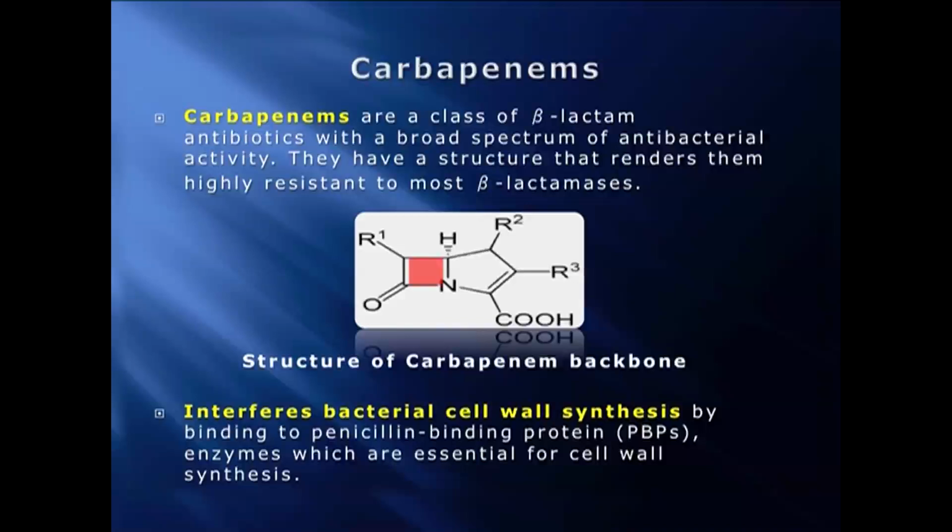It again has a beta-lactam ring, and to this beta-lactam ring you can find the presence of a side chain R1, then another side chain R2, and another side chain R3. So substitution of R1, R2 and R3 by different compounds brings about different antibiotics which belong to the carbapenem group. This carbapenem interferes with bacterial cell wall synthesis by binding to penicillin binding proteins, which are essential for cell wall synthesis.